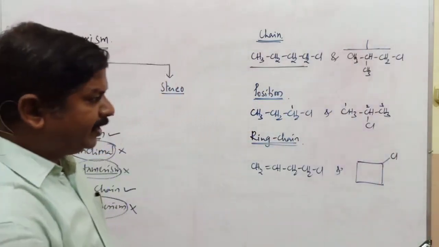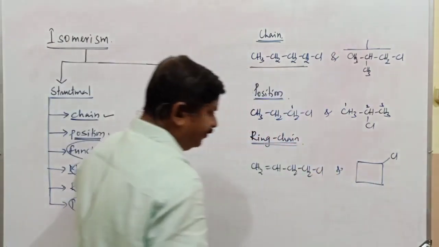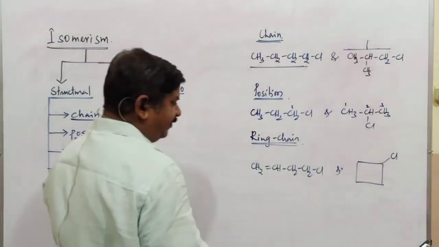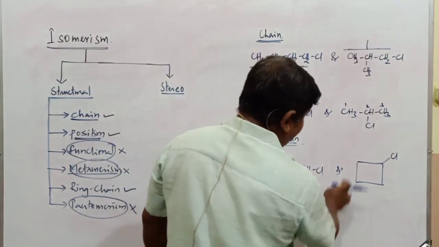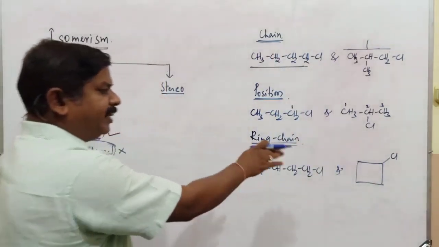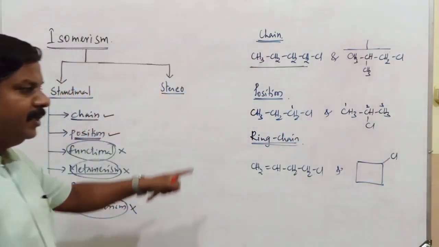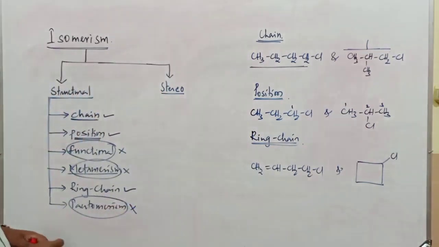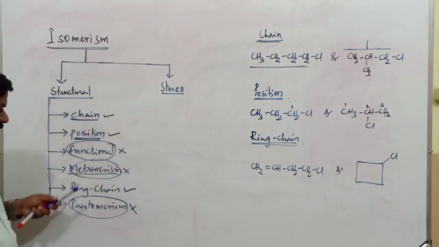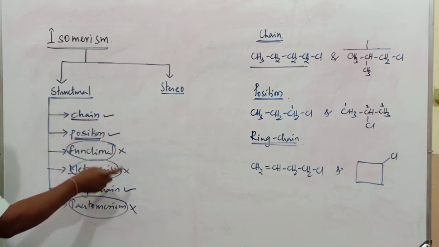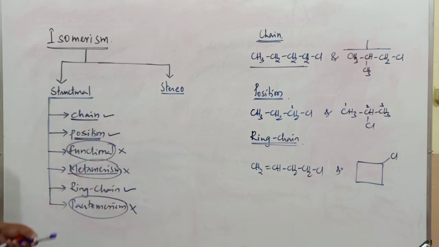It is chlorocyclobutane. These two compounds, if you consider, also have 4 carbon atoms, 1 chlorine. What's the number of hydrogen atoms? 2, 3 plus 4, 7. Here 2, 2, 2, 6 plus 1, 7. So both have the same molecular formula, but one is in chain structure and the other is in ring format. So these two are the example for ring chain isomerism. So out of 6 different types of structural isomerism, these compounds can exhibit chain isomerism, position isomerism, and ring chain isomerism, but remember these halogen substituted compounds do not exhibit functional isomerism, metamerism, or tautomerism.